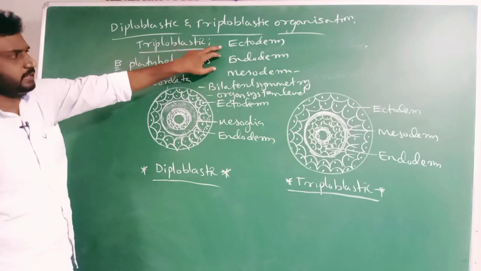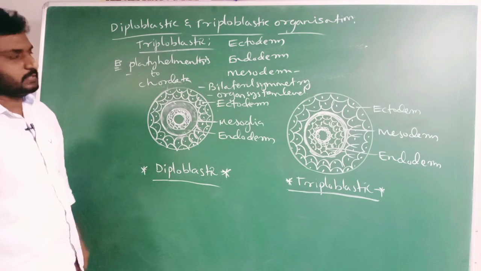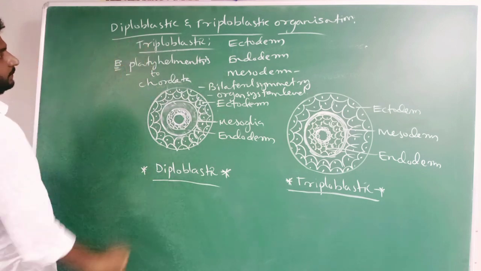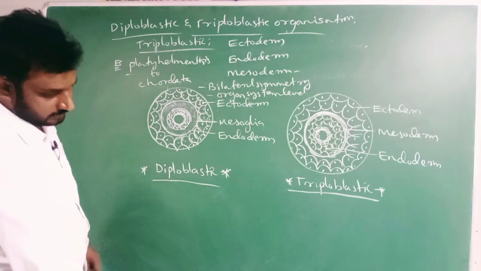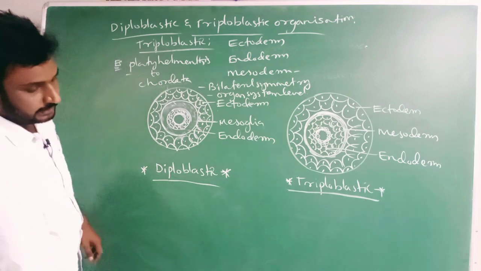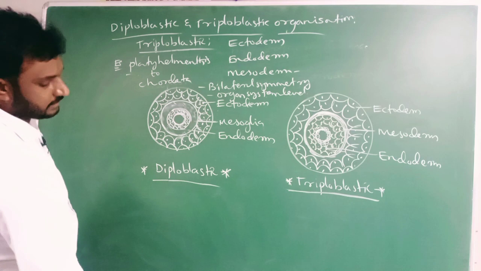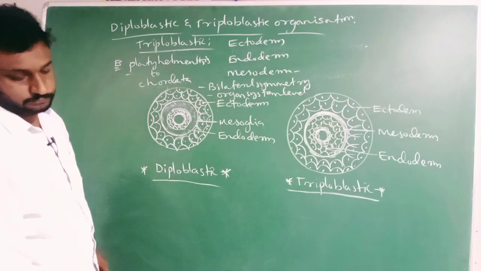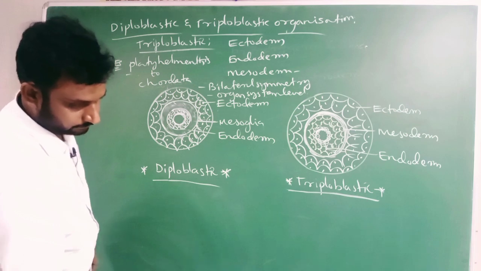There is an advancement by developing one extra layer, which is called mesoderm. Diploblastic and triploblastic organization animals. Diploblastic examples: Cnidaria and Ctenophora. Triploblastic examples: starting from Platyhelminthes up to Chordata. Okay? Next.